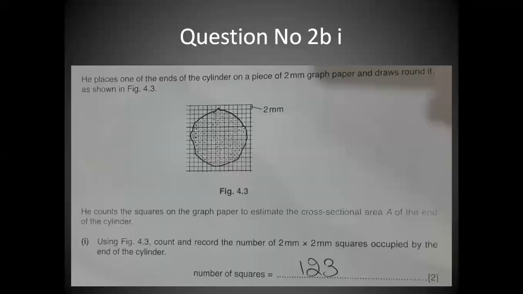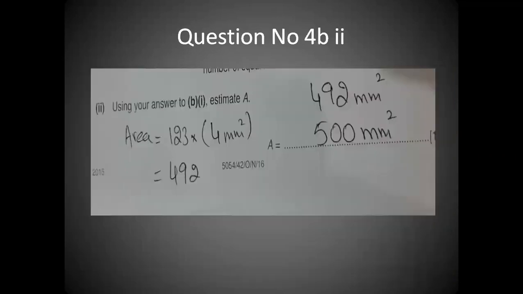Okay, so we were supposed to count the squares that were inside this figure. So I have counted them. They are 123 squares. And then the last part, using your answer in the B first, estimate the area. So we have estimated that there are 123 squares.